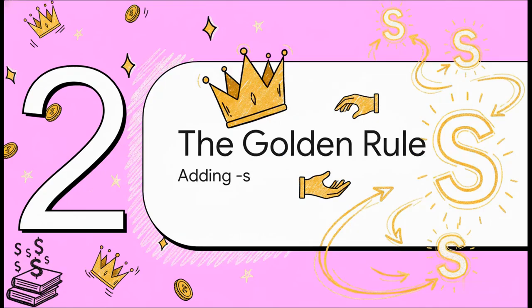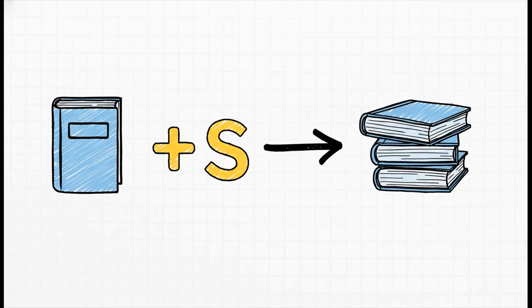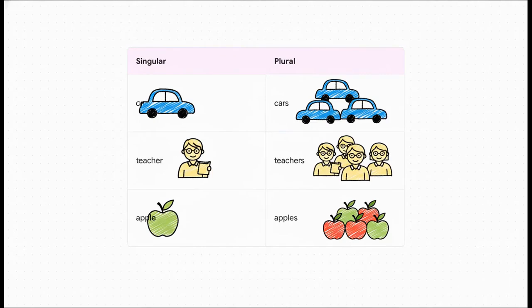This is the first, the biggest, and the most common tool in your toolkit. We're talking about the golden rule, just adding an S. And here it is. For the vast majority of nouns in English, all you have to do is stick an S on the end. This is your go-to, your default setting. Honestly, when in doubt, this is probably going to be the right answer. And you see this literally everywhere. One car becomes cars. One teacher becomes teachers. One apple becomes apples. See? It's that easy. This one rule will work for most of the nouns you will ever use in your life.